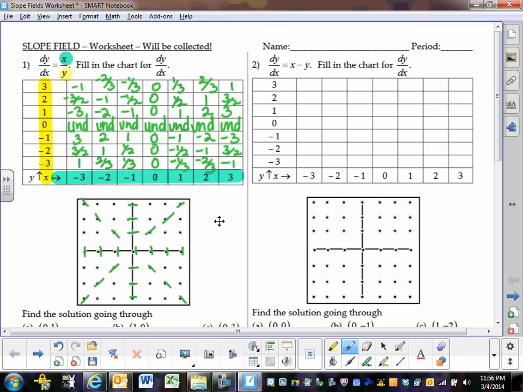And then we would have slopes of 1/2 and 1/3, 2/3, then across here we have a slope of 1, then a slope of 2, and then a slope of 3. We have -1, -2, -3. And -3/2.